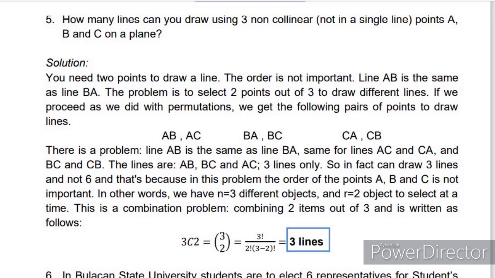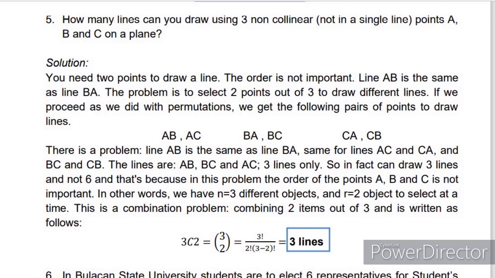Okay, next, number 5. How many lines can you draw using 3 non-collinear, meaning not in a single line, points A, B, and C on a plane? So the solution is you need 2 points to draw a line. Of course, we need 2 points to connect them to draw a line. So the order is not important. Of course, in drawing a line, the order is not important because we can start in either point.